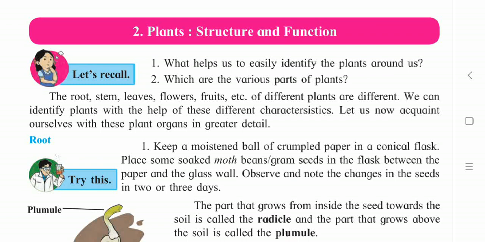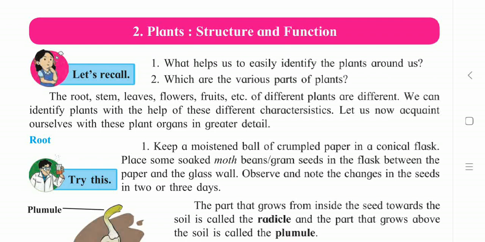Students, for example, if we take soaked moth bean or gram seeds in a flask between the paper and the glass wall and observe those seeds, in 2 or 3 days you can see a number of changes happen in that gram seed.